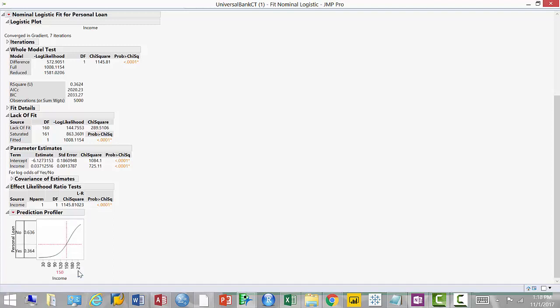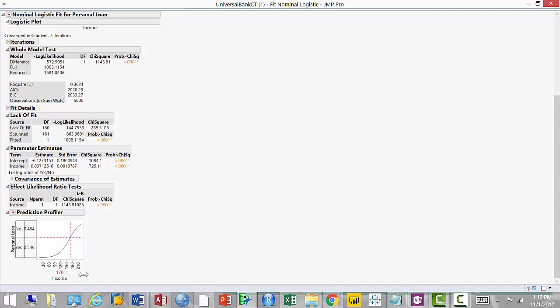150 is 0.36 likelihood of getting a loan. Still no, right? How about 160? For 160, it's 0.45 likelihood of yes versus 0.54 likelihood of no, right? Still, we're classifying that as a 0, okay? How about 170? Let's take a look.